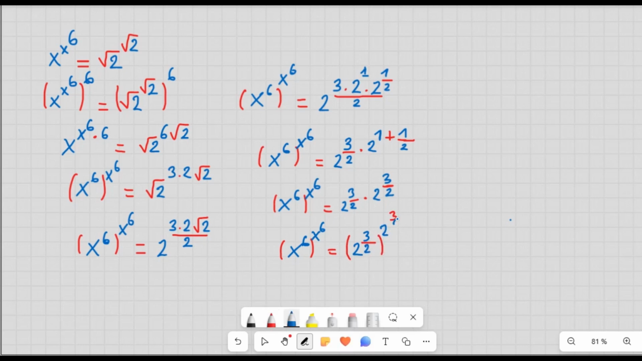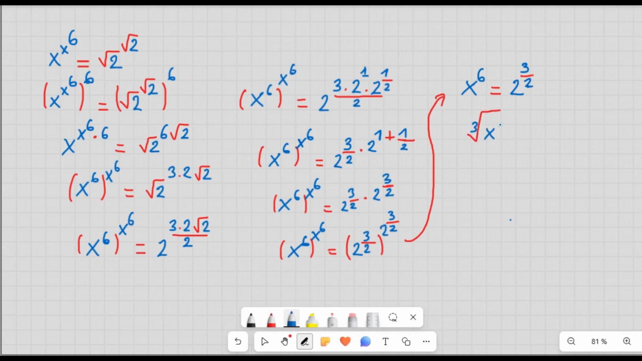We rewrite the base as 2 to the 3/2 to look for symmetry. Now we have the same structure: 2 to the 3/2 raised to 2 to the 3/2. By analogical comparison, x to the 6 must be equal to 2 to the 3/2.